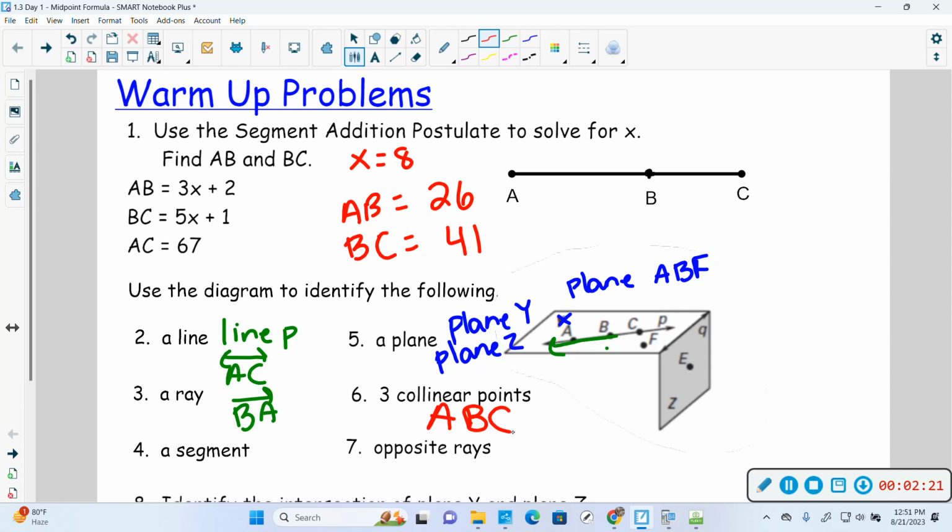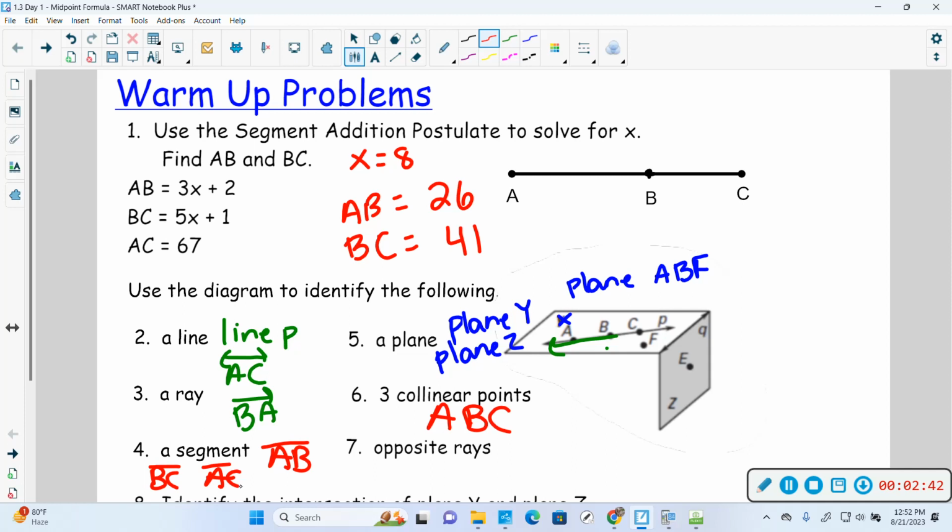Segment. AB works with your segment symbol. Give me another segment in there. BC. Give me another segment in there. AC. Well, okay, we got it. We're getting carried away. Can't help myself.